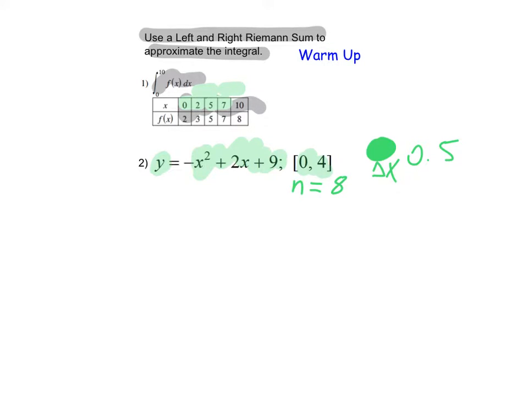Alrighty, that being said, I'm going to pause the video. I'm not going to pause the video. You will pause the video. You pause the video, give it a try, and then you see what I did.